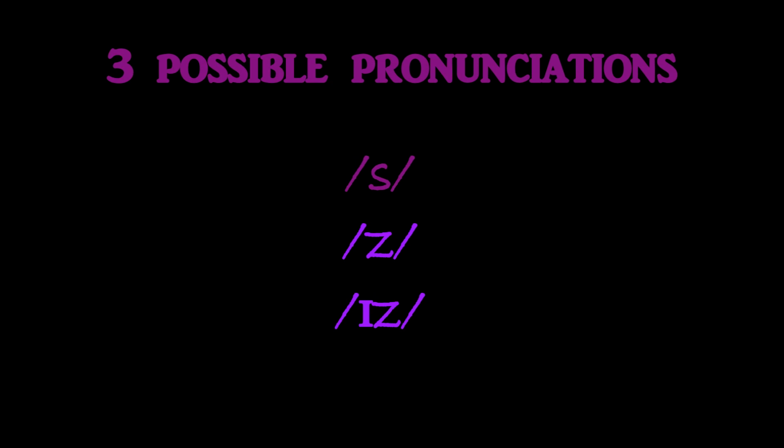So just as a review, there are 3 possible pronunciations of our third person S. It can be a S, like we mentioned today. It can also be a Z and an IS. And if you want to know more about the other 2, then check out the videos in the playlist.